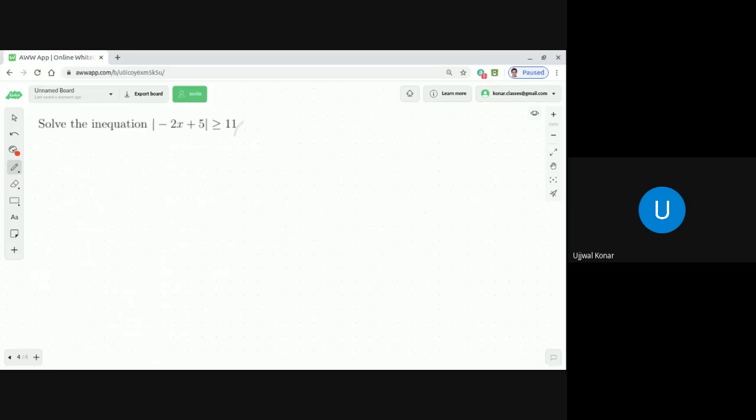So mod of minus 2x plus 5 is greater than or equal to 11. You can take a couple of minutes here, students, and then we will solve it together. If you take 2 minutes, you will be a little bit ahead of me, and once I start solving, you can reconnect properly. If I start doing it now, you may lose track of how it has been done.